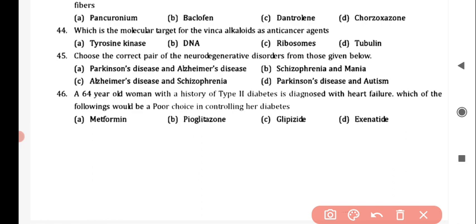Next question is, a 64-year-old woman with a history of type 2 diabetes is diagnosed with heart failure. Which of the following would be a poor choice in controlling her diabetes? And the correct answer is option B, pioglitazone.